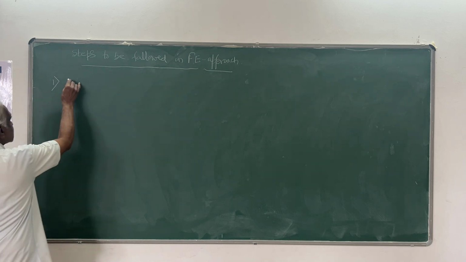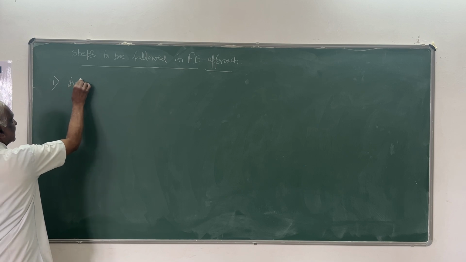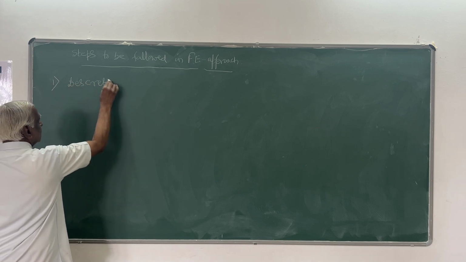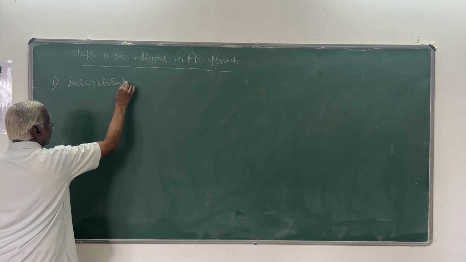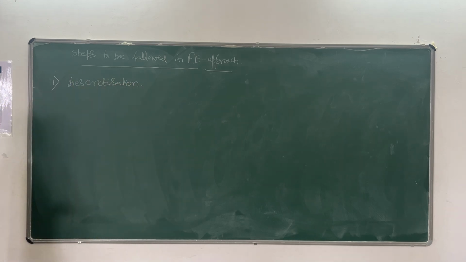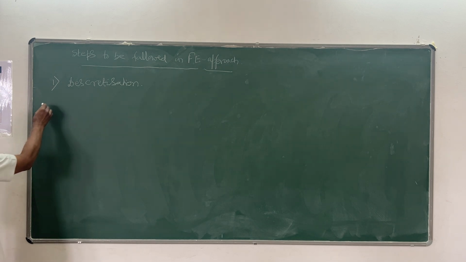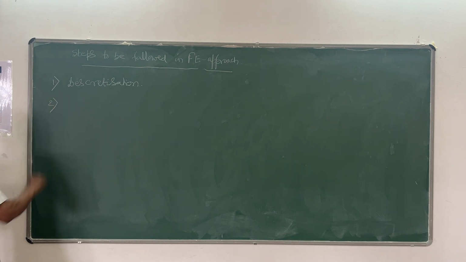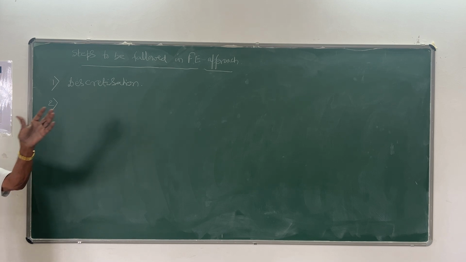Already I told the first step, that is discretization of the structure or body into various finite elements. In this discretization, we are going to divide the structure into finite parts or finite elements which are interconnected only at a finite number of points, which we call nodes or joints. And all the unknowns in the problem are treated at the joints.